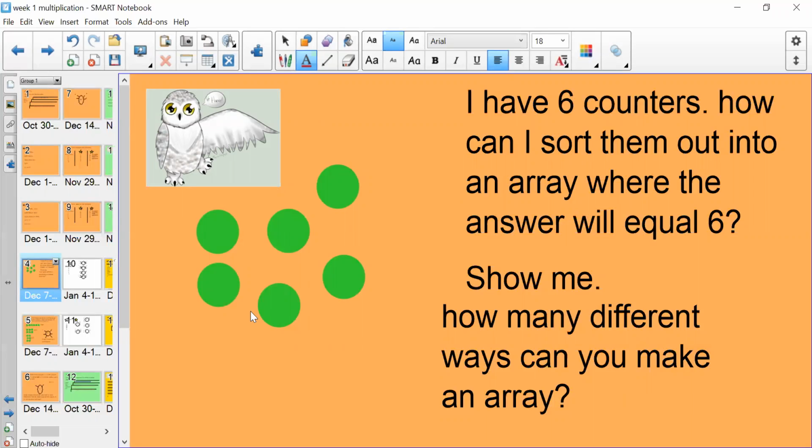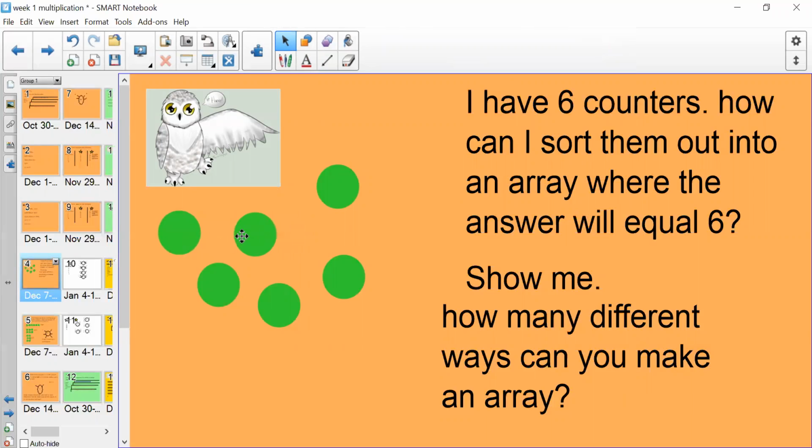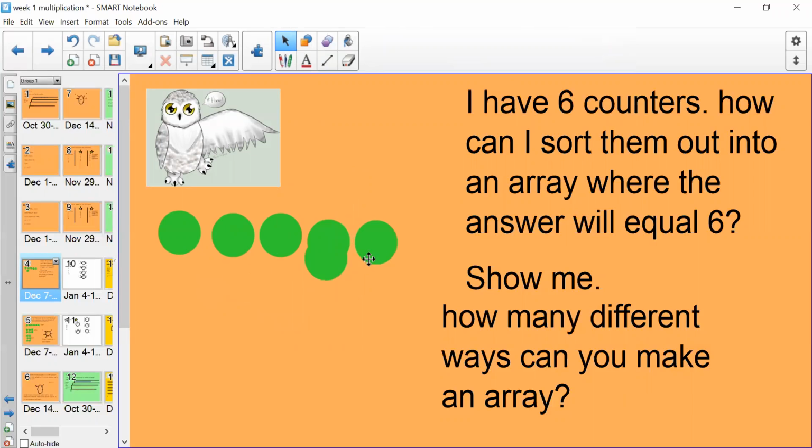Okay, well done. So there are lots of different ways that we could have done an array. So the first one would have been, we could have moved the counters in a row like this. That was one way we could have done it. The second way was we could have had 3 counters with 2 rows. And then the third way would have been having 2 columns with 3 rows.